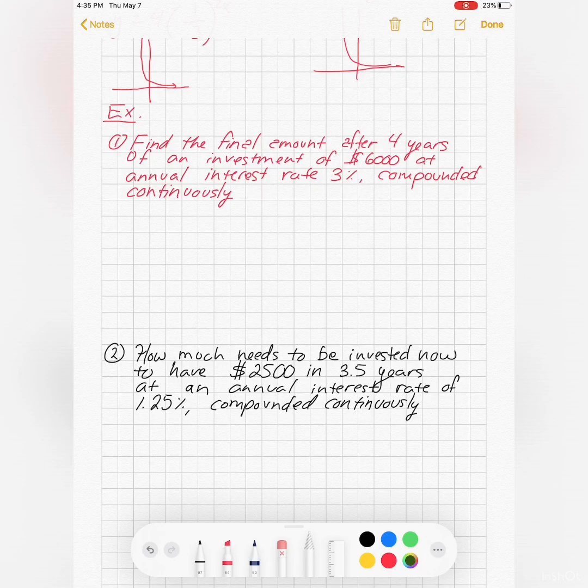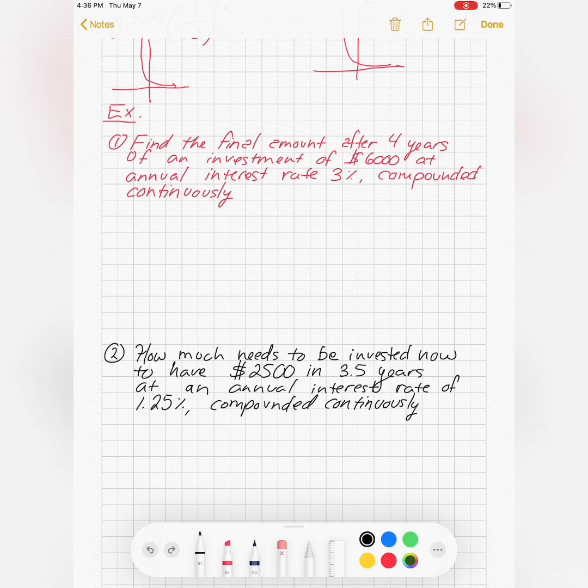How do I turn that guy red? So the other thing in this section is a little application of exponential. So you've seen this before in algebra. These are the problems where we're actually looking at investment problems. I'll leave it red. So here we have: find the final amount after 4 years of an investment of $6,000 at an annual interest rate of 3%, compounded continuously.